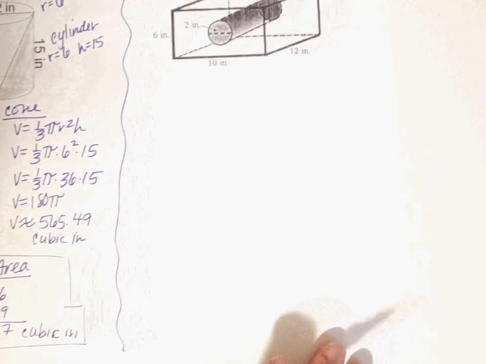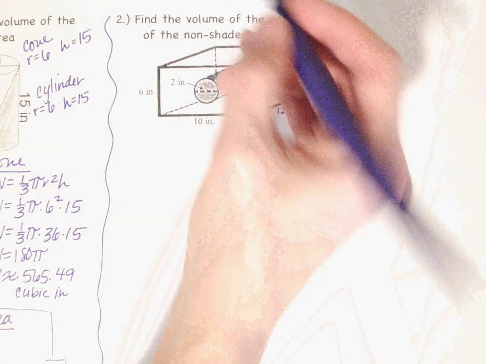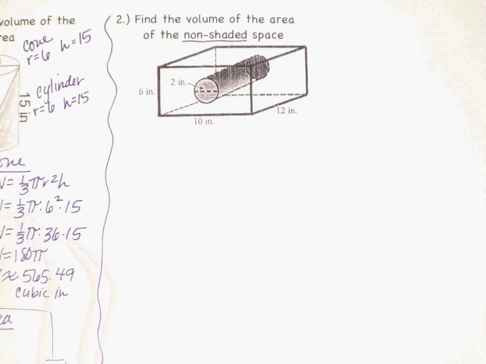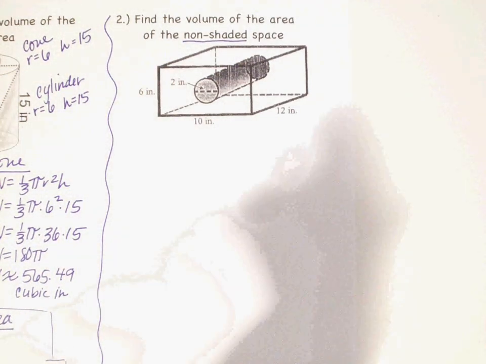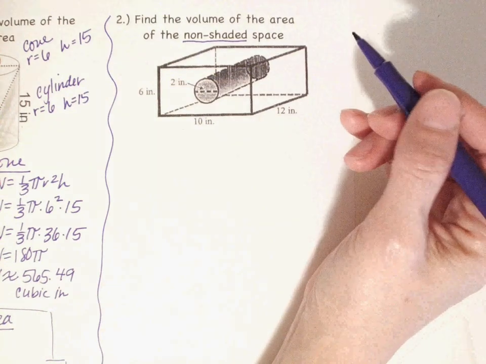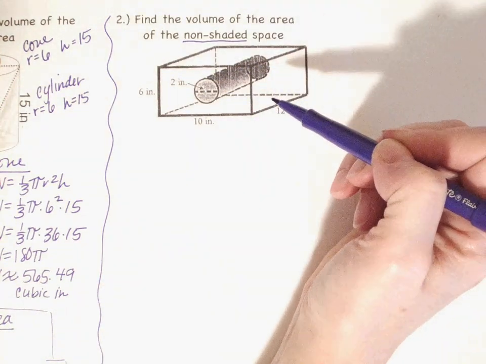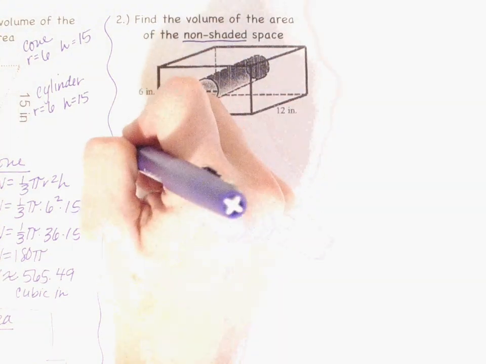Then I'm going to go ahead and work on my second problem, finding the volume of the non-shaded space. So this time it is non-shaded. And it's going to be similar where we are going to have to find the volume of the two shapes. So just make sure you can identify that. We have a rectangular prism and a cylinder.